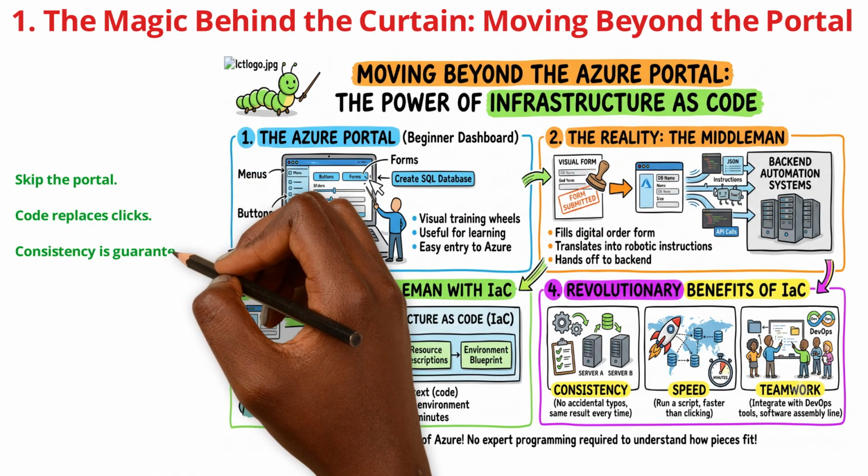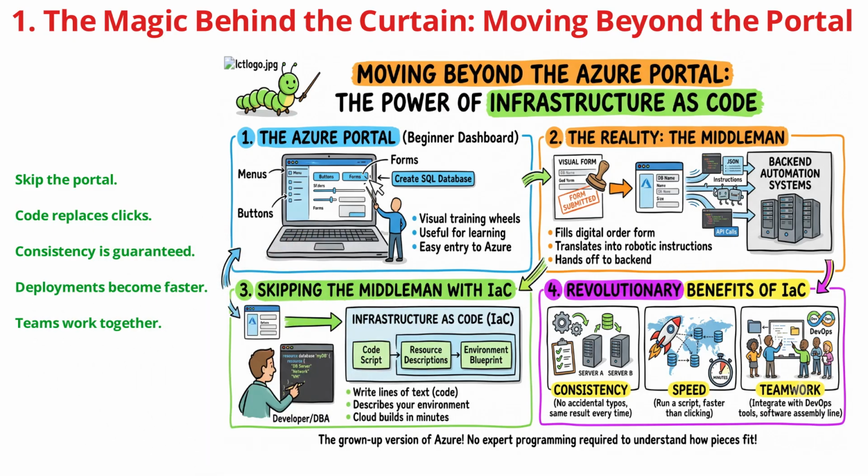The Azure portal looks like a massive control room and is a fantastic visual learning tool. But in reality, it is just a digital middleman translating your form entries into background commands. To operate like a true cloud professional, we skip the portal and use infrastructure as code. By writing simple text scripts to describe our environments, Azure builds everything automatically. This unlocks perfect consistency, lightning-fast speed, and seamless DevOps teamwork.